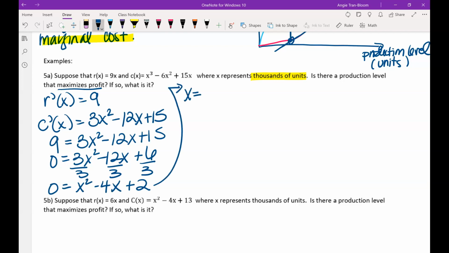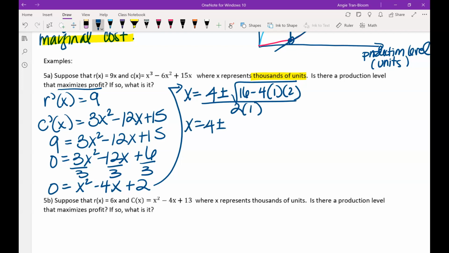So quadratic formula we go. x equals negative b. b is negative 4, so negative of negative is positive 4, plus or minus the square root of b squared. So negative 4 squared is 16, minus 4 times a. a is 1, c is 2, all over 2 times 1. x equals 4 plus or minus under the square root, that should be 8, all over 2.